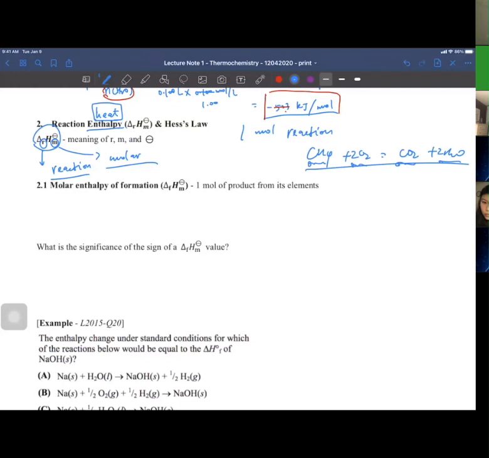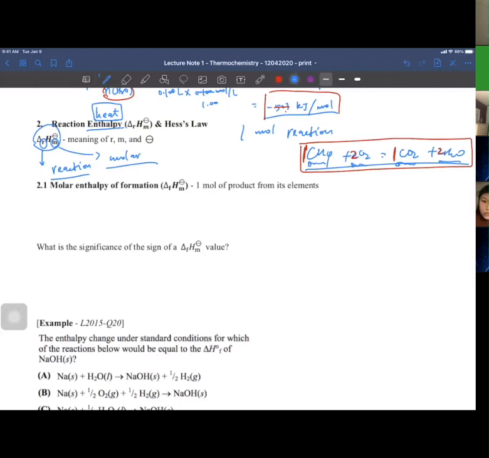It's not clear, right? So we do not try to define 1 mole of reaction from any reactant or substance or product. We define 1 mole of reaction, which means when you write down a balanced chemical equation, 1 mole of reaction will be 1 mole of CH4 reacting with 2 mole of O2, producing 1 mole of CO2 and 2 mole of water.